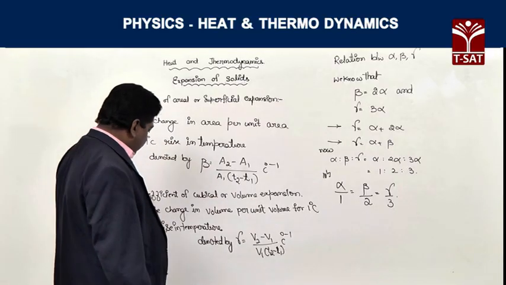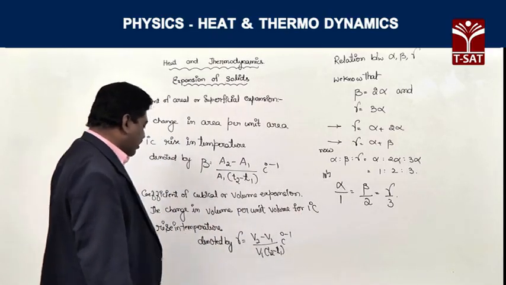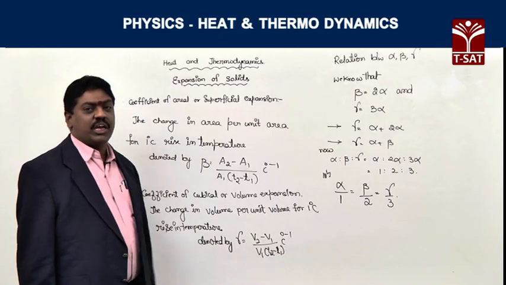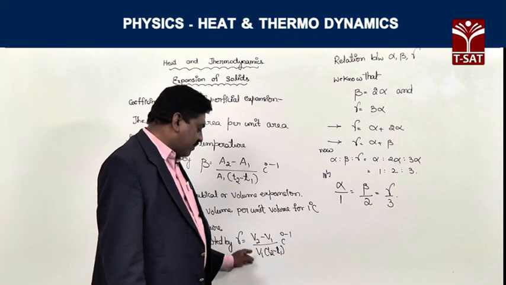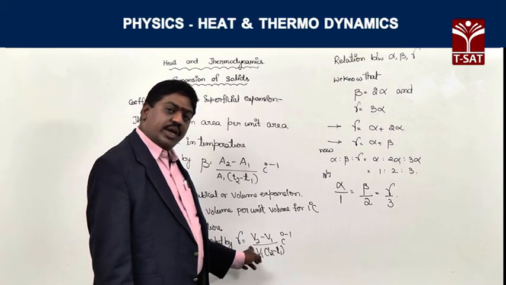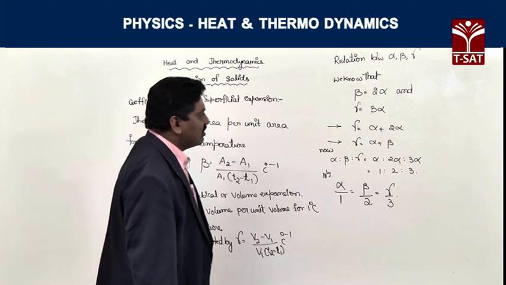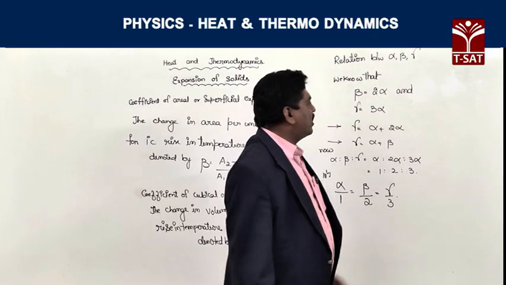What it says is the change in volume per unit volume for 1 degree Celsius rise in temperature is nothing but called as coefficient of cubical or volume expansion. It is denoted by gamma and is given as gamma equals V2 minus V1 by V1 into T2 minus T1 per degree Celsius. The relation between alpha, beta and gamma.